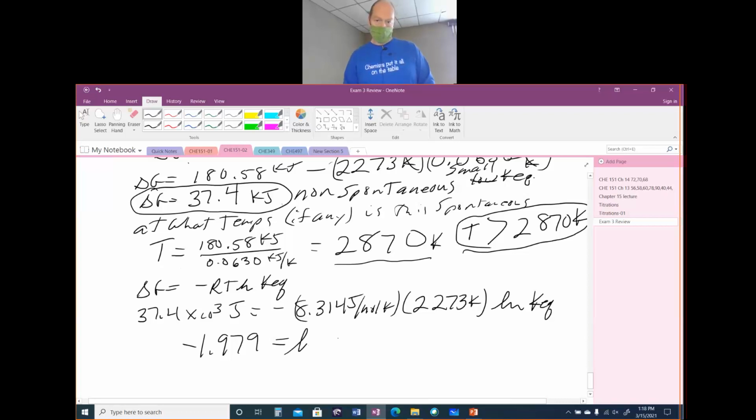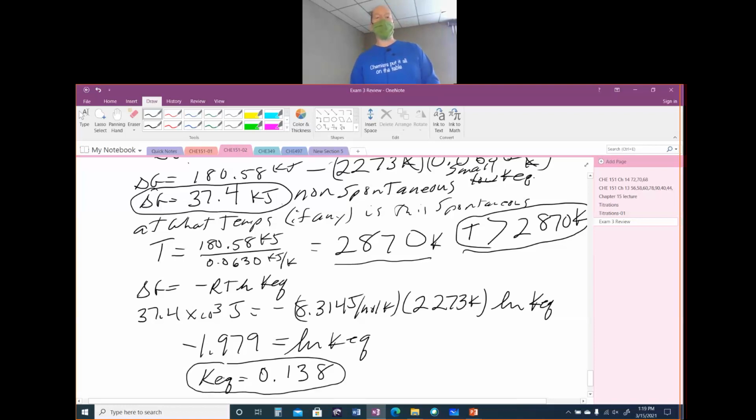It's equal to the ln of KEQ, and now you push your e to the x button, and you get a KEQ that is small. It is 0.138. So your KEQ is 0.138. That is a small number. What number are we basing that on? The number 1. So it is less than 1. Anytime you are non-spontaneous, your K value will be less than 1.